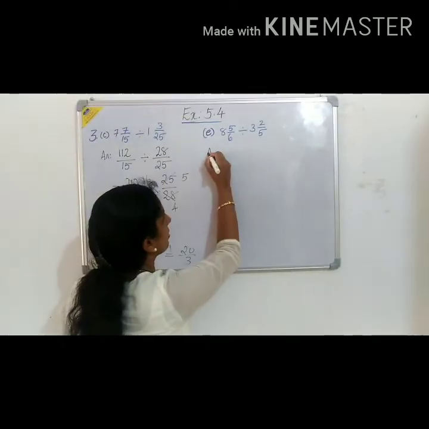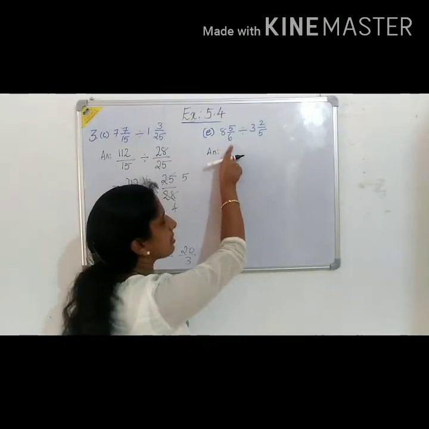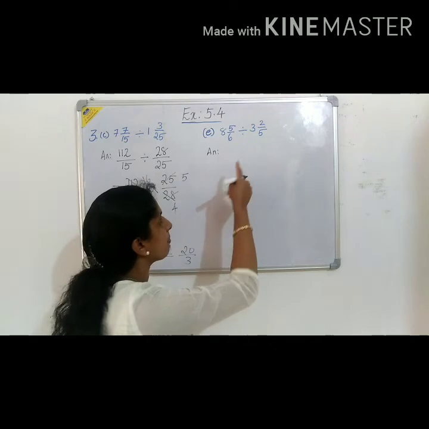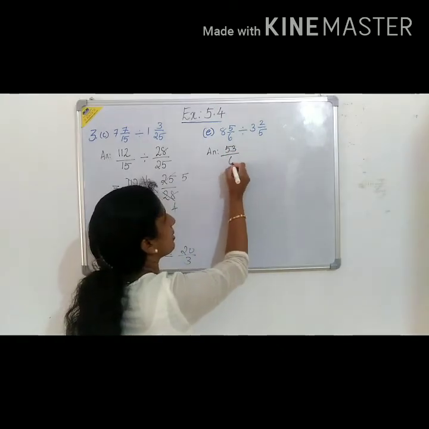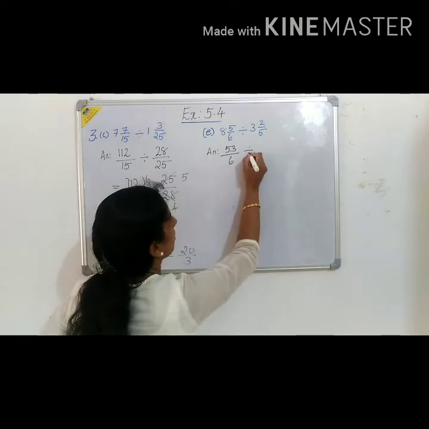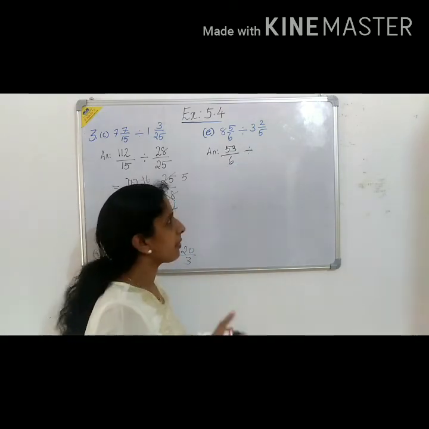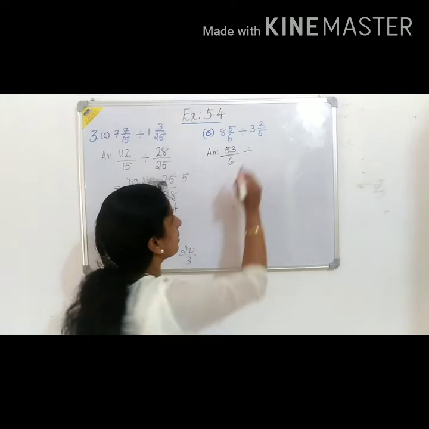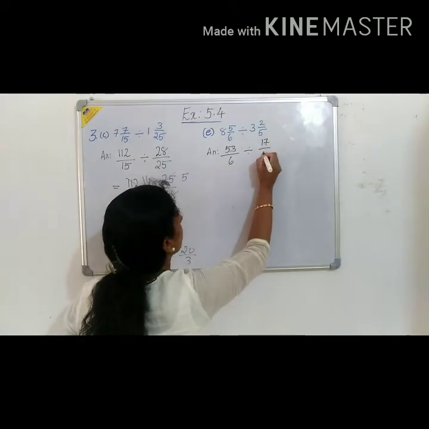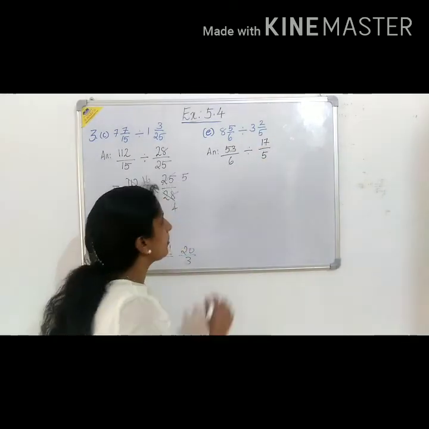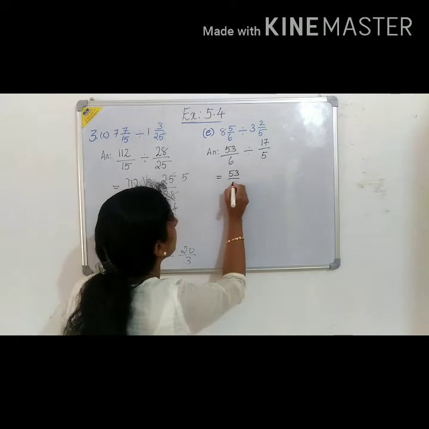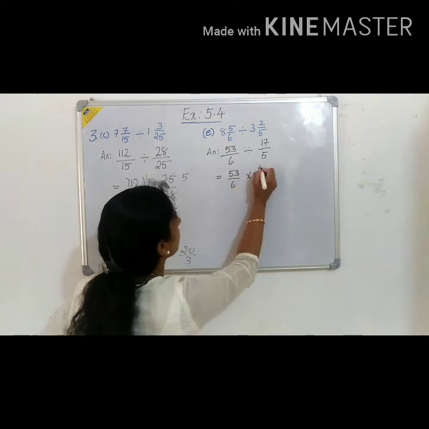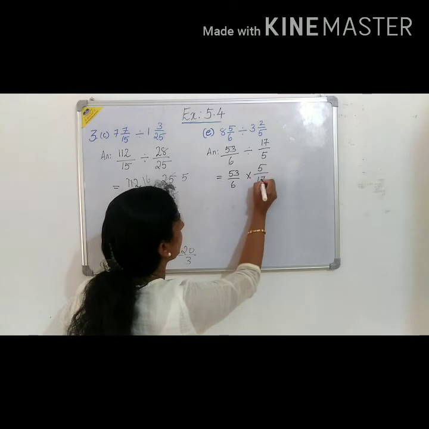Answer is 8 6s are 48. 48 plus 5, 53 by 6 divided by 5 3s are 15. 15 plus 2, 17. 17 by 5. Now this is equal to 53 by 6 into 5 by 17.